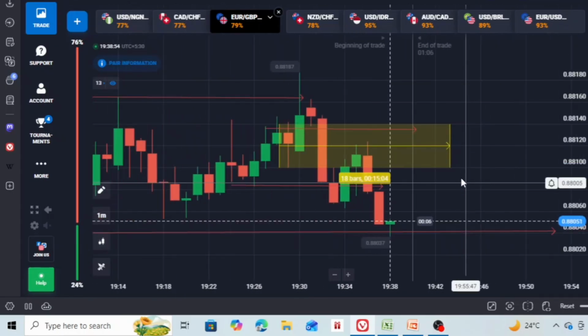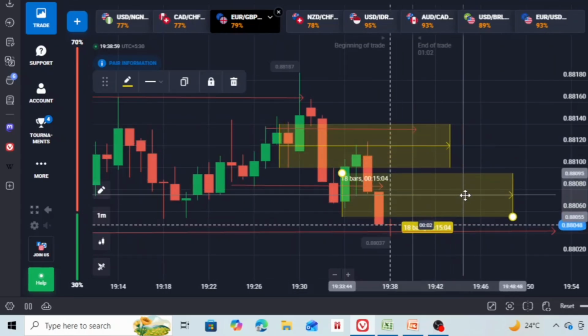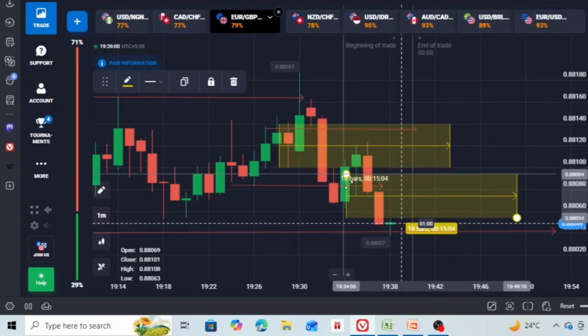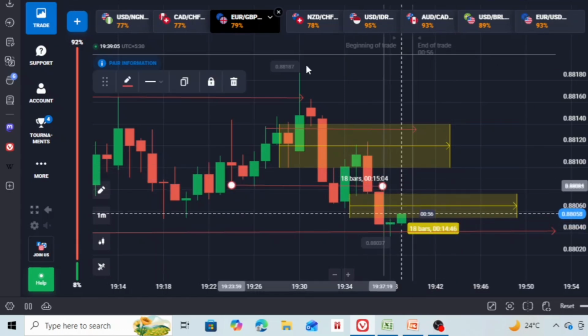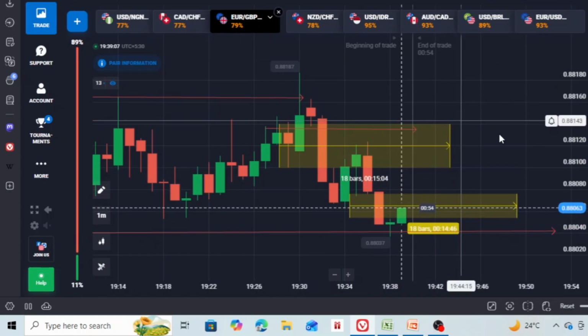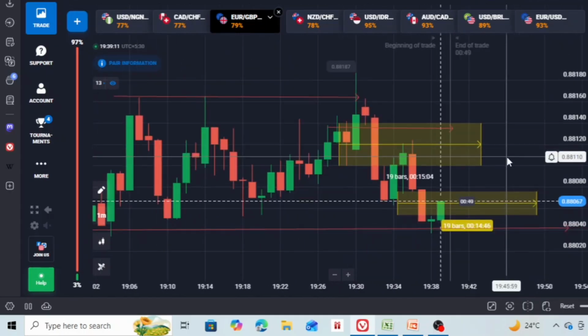Let us give another gap here. It has created a gap, but this is a fair value gap, which means we have to wait for the mitigation of the gap. But right after the mitigation, we are not taking the trade here.